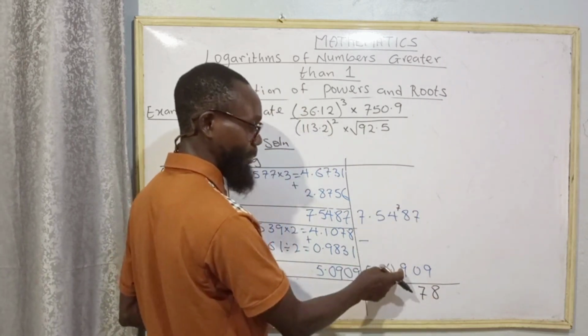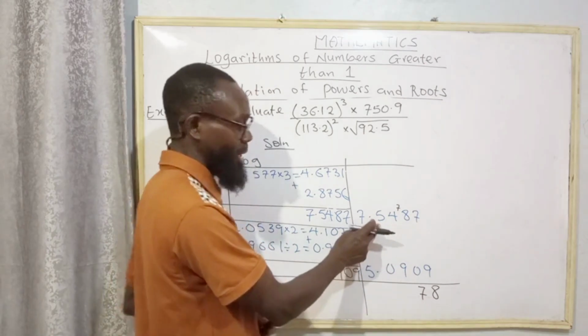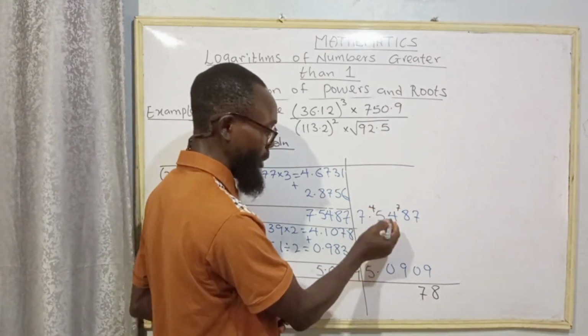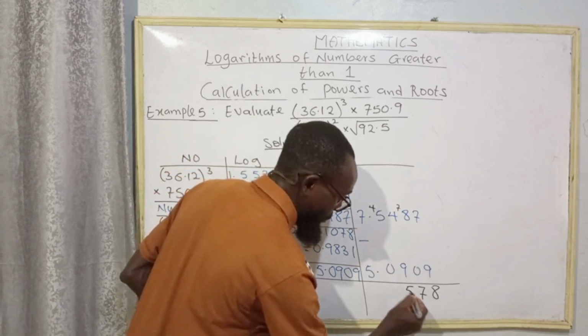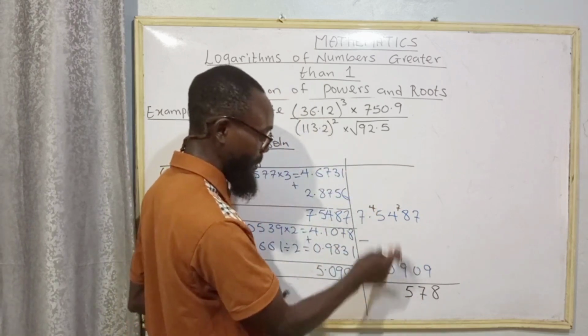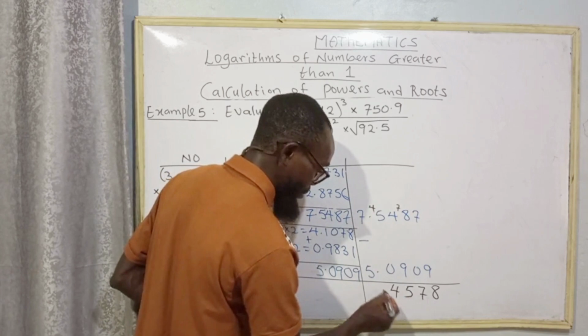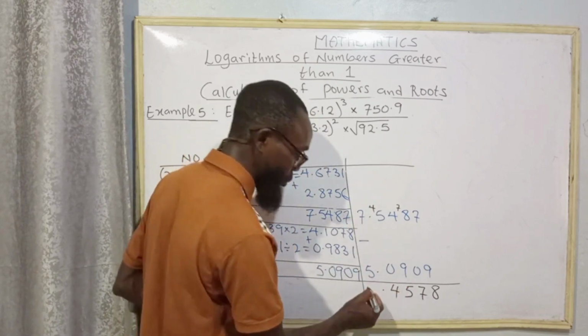4 minus 9 is impossible. Come and borrow 1 from here. This remains 4. Put in 1 here, making 14. 14 minus 9, we have 5. Then this remains 4. 4 minus 0, 4 points. 7 minus 5, we have 2.